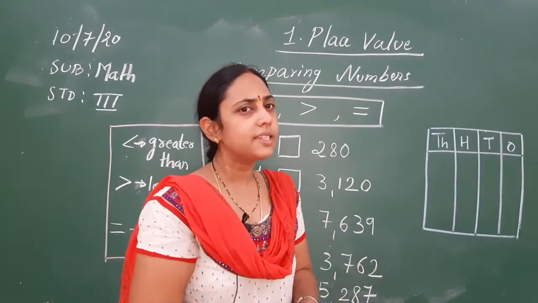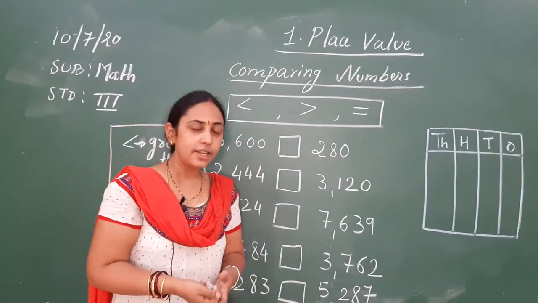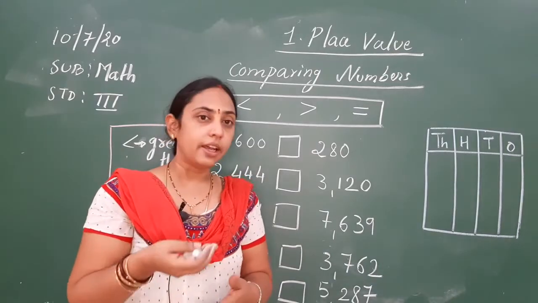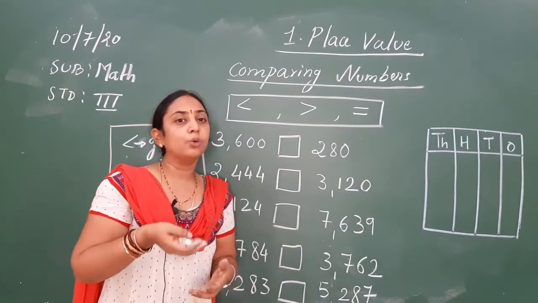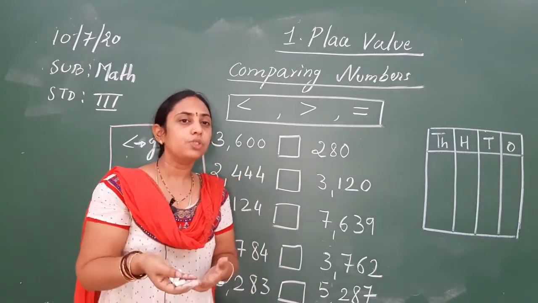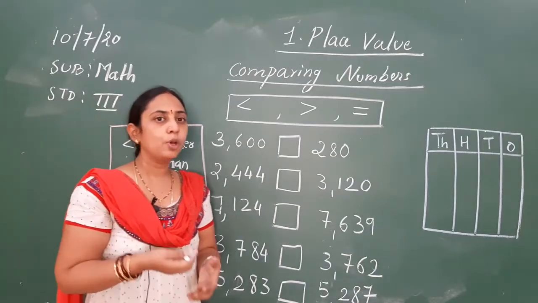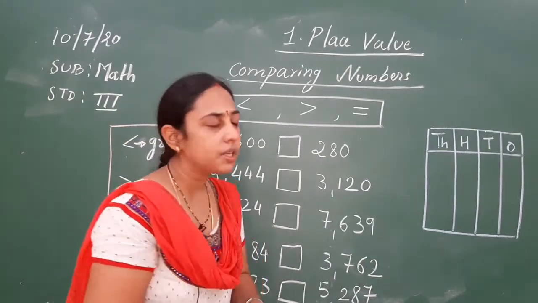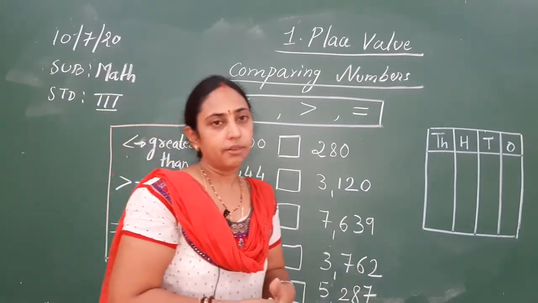In our earlier classes we have discussed the place value of different digits, how to represent any particular numeral in expanded form, how to write it in words, and how to change the expanded form into numerals, right? I hope you all are practicing those numbers now. Now we will go on to comparing numbers, right?